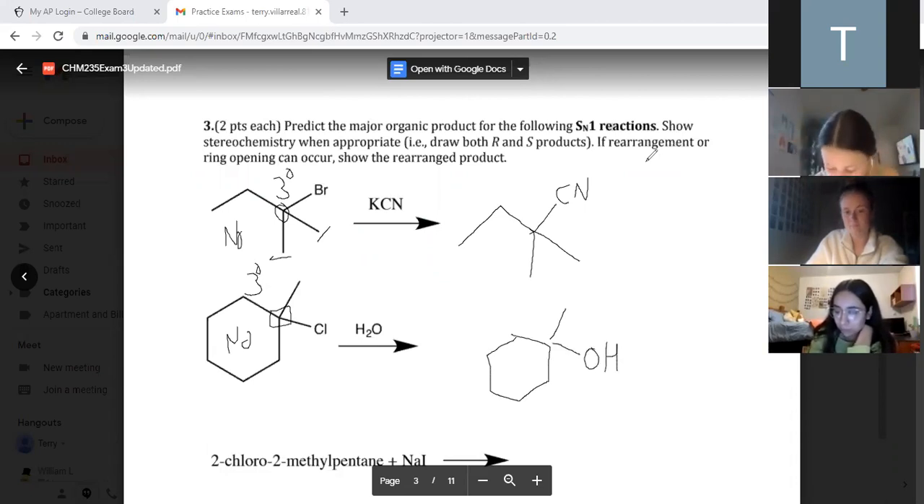So I don't have to worry about there being two versions of it, right? If they were stereocenters, I would have two answers. If I had a secondary carbon, then I would have to worry about a rearrangement. Does that make sense? All right.